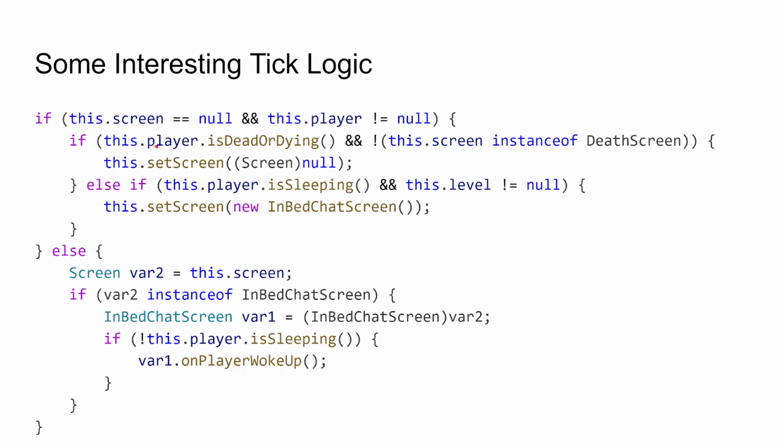And if it is, then we set that screen to null. And if it isn't, and if the player is sleeping, you can see we have this in-bed chat screen. So that's when you click that bed button, it brings this up. Down here, if the screen is something, so like it isn't a null reference, we set that to this.screen, and then we see if it's an instance. So if it's already a bed chat screen, then we check if the player is not sleeping, then we wake the player up. I know these functions and methods are named weirdly, but that's basically what it does.